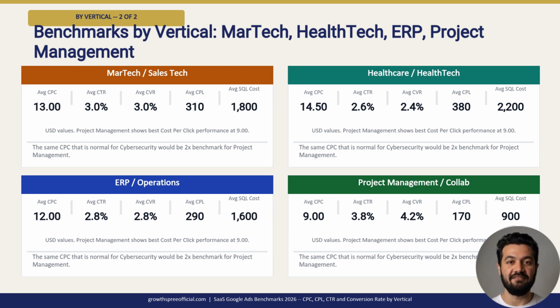HR tech averages $11.50 cost per click and $280 cost per lead. Fintech runs $16 cost per click and $420 cost per lead. Martech averages $12.50 cost per click and $300 cost per lead. The key takeaway: never benchmark across categories. A $12 cost per click for Martech is median. For developer tools, it is already above top quartile.